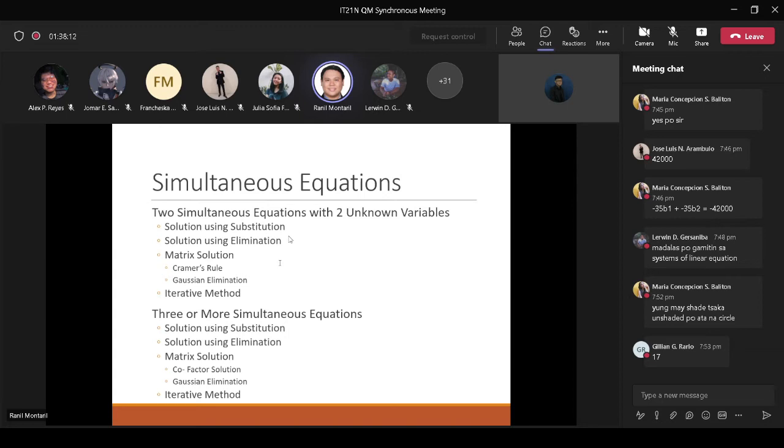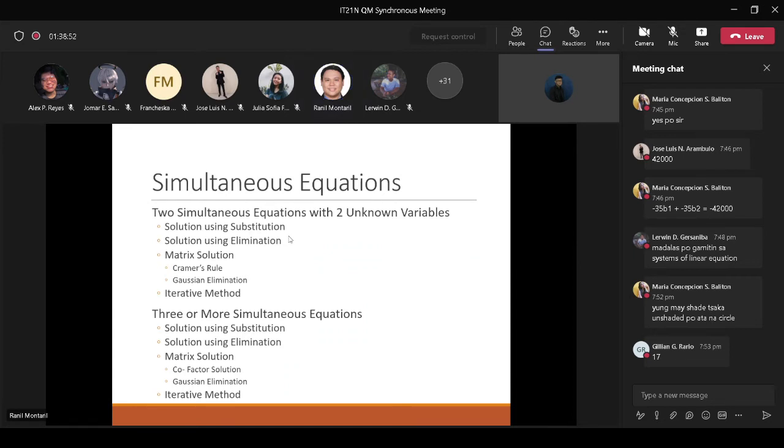So now, there are easier methods to solve that without the excruciating part of algebra, because when you see many variables, it's dizzying. So we can have a matrix solution, which is Cramer's rule, and then we have Gaussian elimination. We will also discuss the Gauss-Jordan method. And then for simulation, we have iterative methods such as the Jacobi method and Gauss-Seidel.